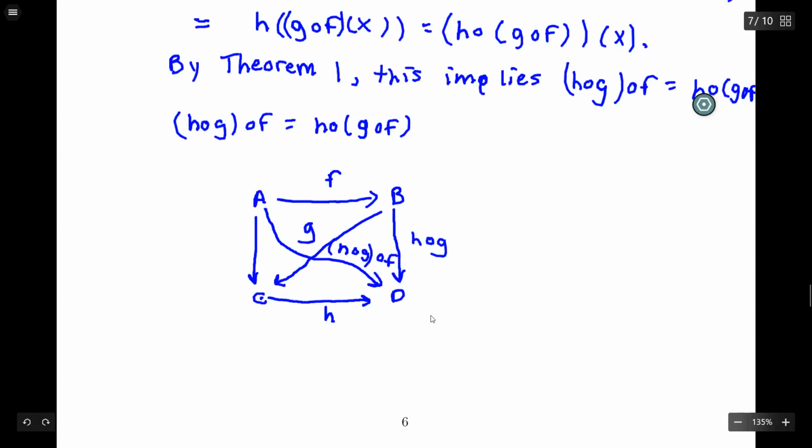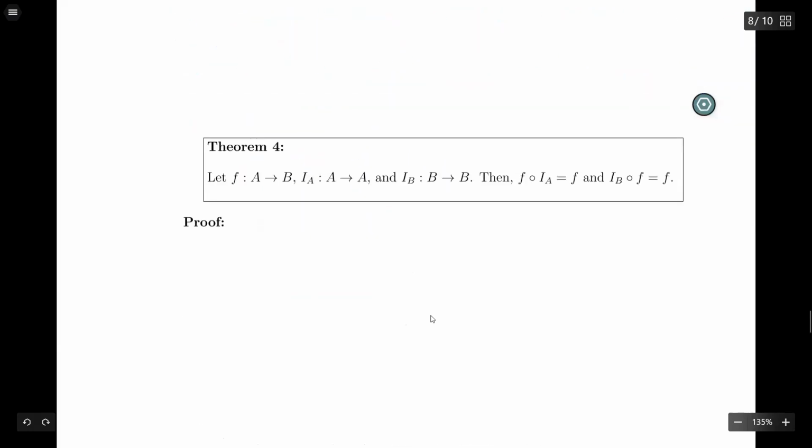So that proves Theorem 3, so let's move on. Theorem 4 is pretty short. We're saying let F be a function such that A maps to B, I sub A be a function such that A maps to A itself, and I sub B be a function such that B maps to B. We want to show that the composite function of F and I sub A is F, and the composite function of I sub B and F is F as well.